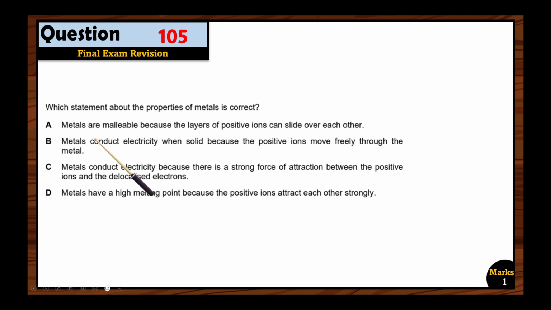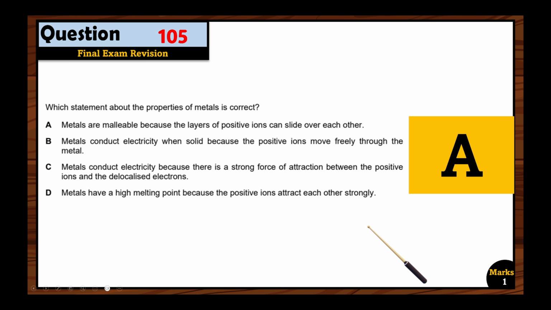Which statement about the properties of metals is correct? Metals are malleable because the layers of positive ions can slide over each other. Yes, that's right. Metals are malleable. So option A is right. If you still want to read other options, I will read them for you. Metals conduct electricity when solid because the positive ions move freely through the metal. That is wrong. Positive ions are not responsible for conducting electricity. It's actually the electrons. And second, positive ions are not moving freely in metals.